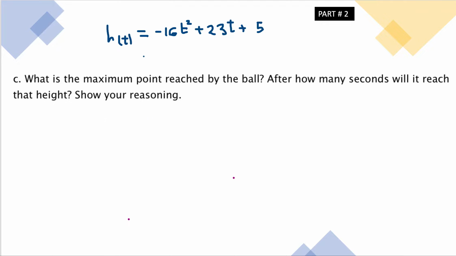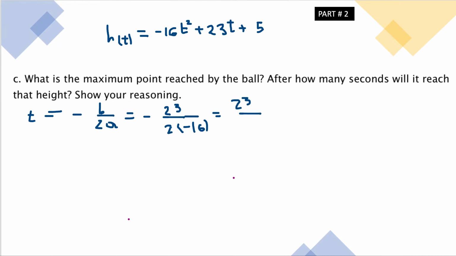How can we find the maximum height? Before that we have to find the axis of symmetry, and the axis of symmetry t is equal to minus b over 2a, minus b over 2a. So now, b is 23, and instead of a I am plugging in minus 16, so 2 times minus 16. First of all, I see this negative is a positive, so I don't have to worry about the sign any further. This is 23 divided by 2 times 16, which is 32, and we just solve this.